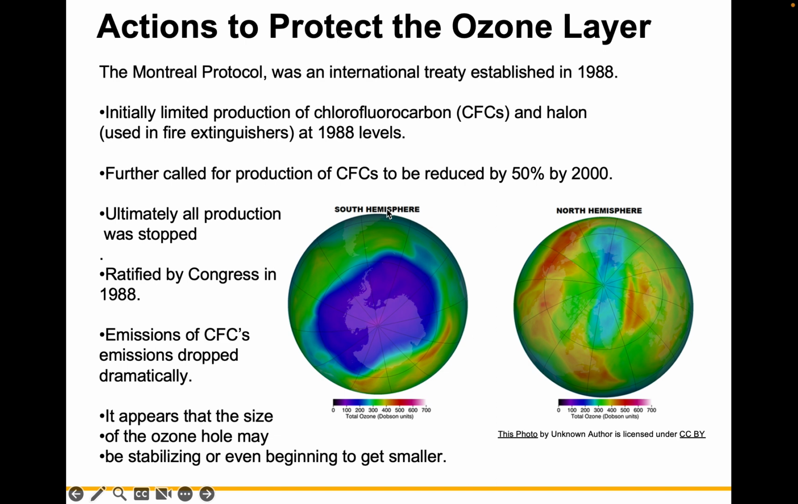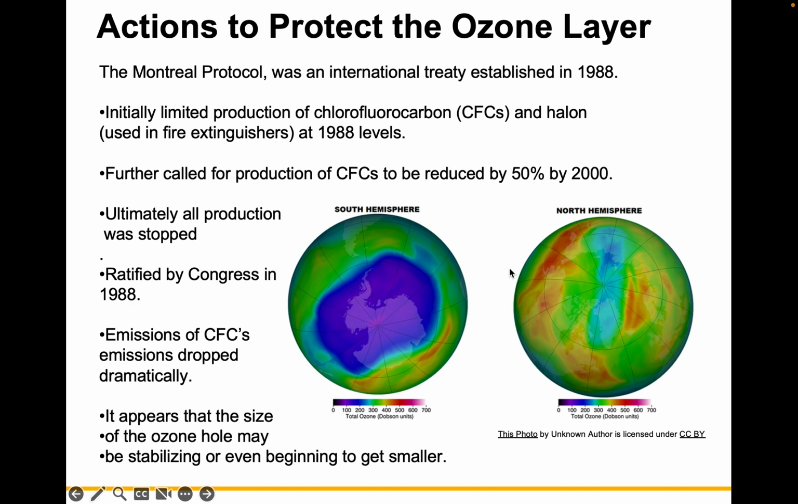So in this image here, I have a picture of the ozone hole in the southern hemisphere. Basically, the concentration of ozone is higher the warmer the color, and it is lower the closer you get to purple. So there's a big giant spot in the ozone down here that has 200 or less Dobson units of ozone. So it's very thin or absent entirely.